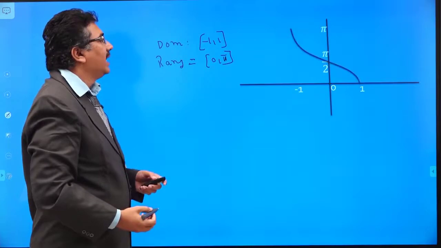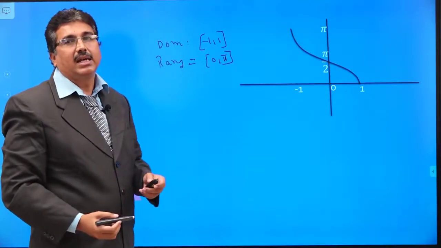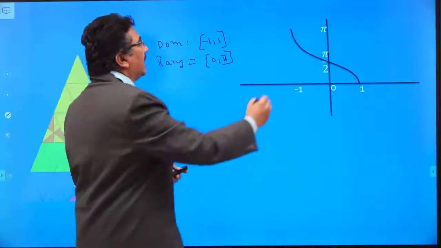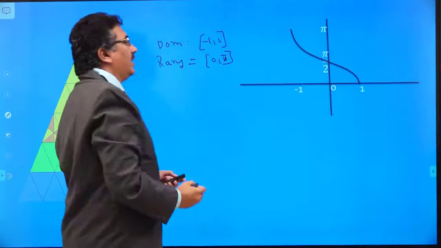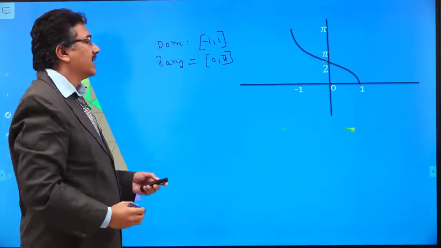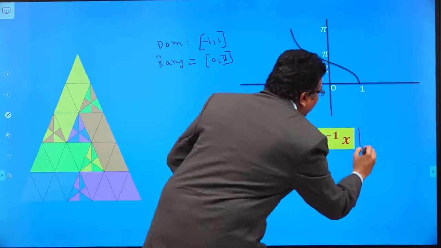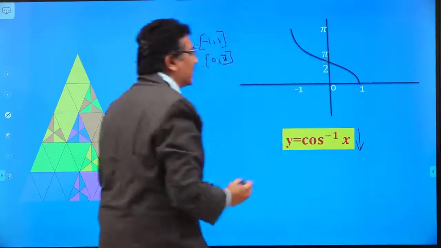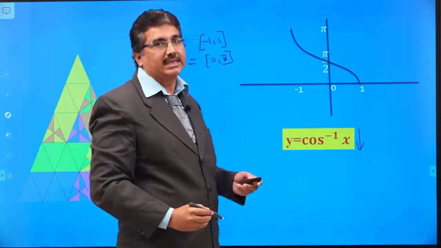If x increases from minus 1 to 1, then cos inverse x decreases from pi to 0. Then cos inverse x is a decreasing function. A decreasing function is denoted like this.